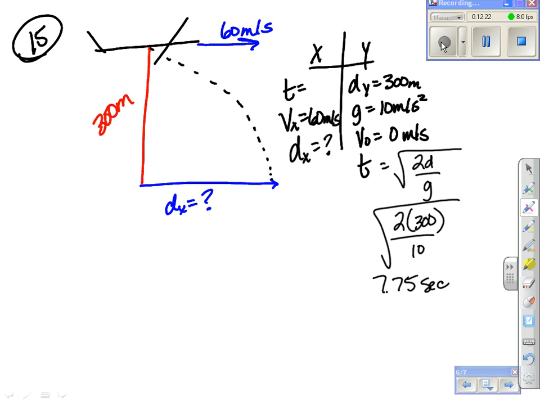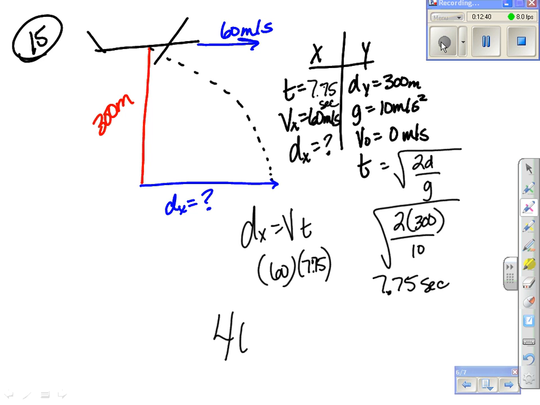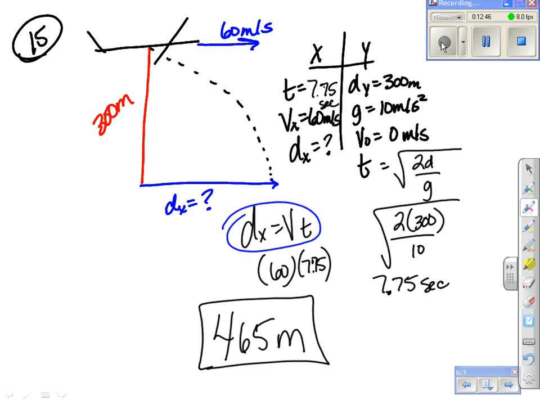7.75 seconds. So this would be 7.75 seconds as well. And to find dx, we use our v times t. So that's going to be 60 times our 7.75. All right. And when you multiply those two, you should get 465 meters away. That's how far away it's going to be. Notice these are our blues, and this is our reds. And then this time gets to be placed here because it gets to go on both sides.